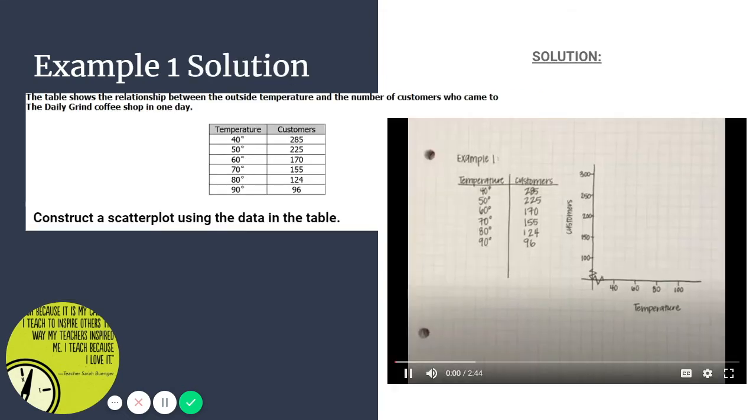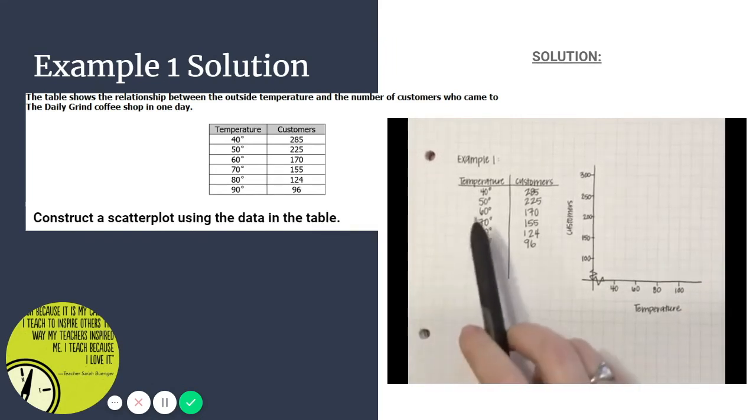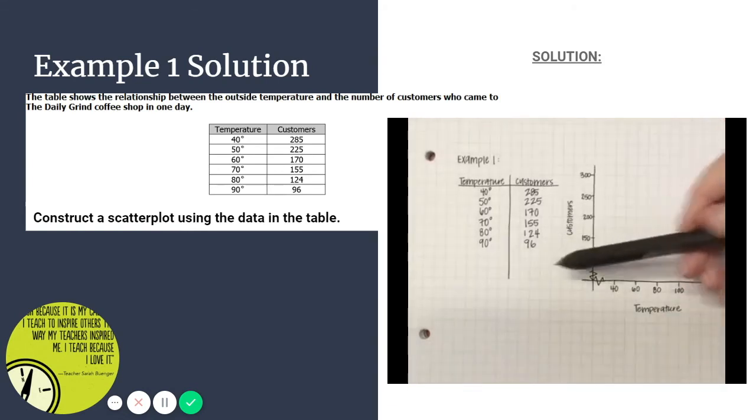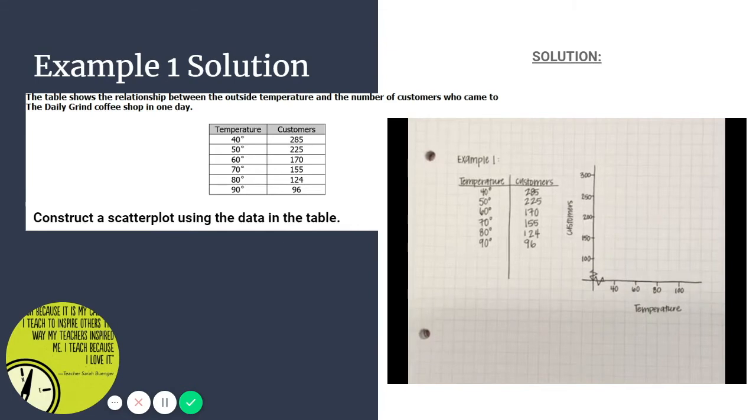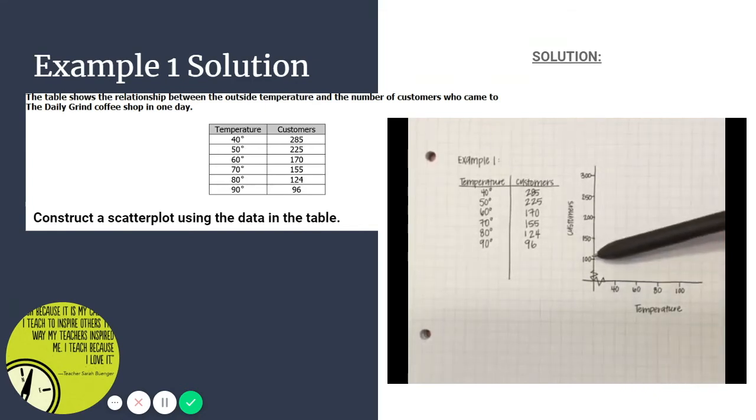Welcome back. Looking at example 1 that you are given, the problem says that the table shows the relationship between the outside temperature and the number of customers who came to the Daily Grind coffee shop in one day. So I copied down our temperatures here, they're in degrees, and our number of customers here. I went ahead and created the axes for the scatter plot. There are a couple of things that you'll notice. First of all, I've labeled my axes, so down here, each one of these numbers represents the temperature, and along my y-axis here, this represents the number of customers.